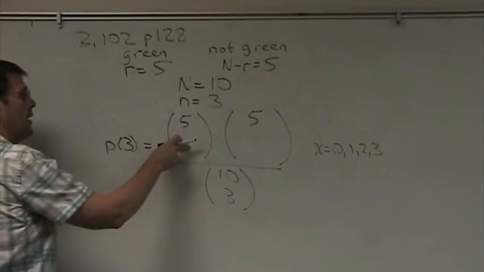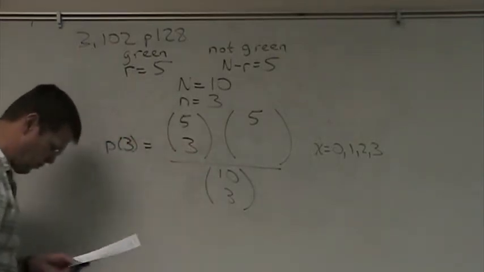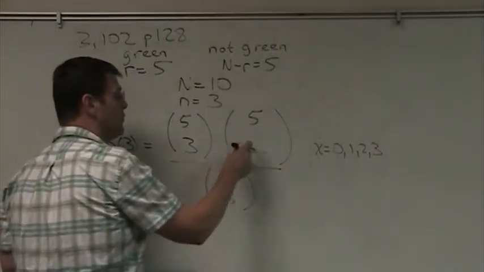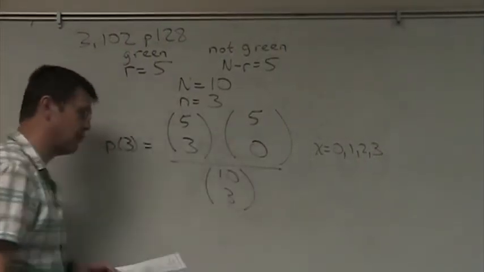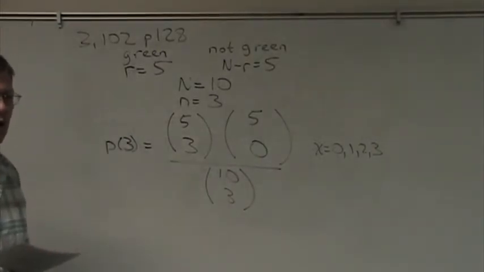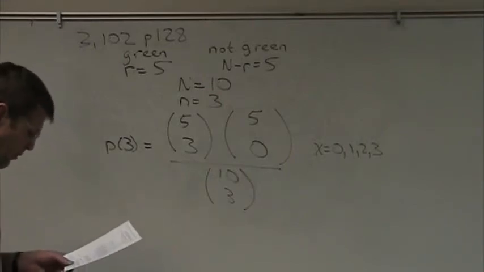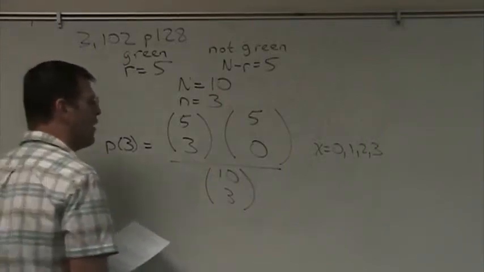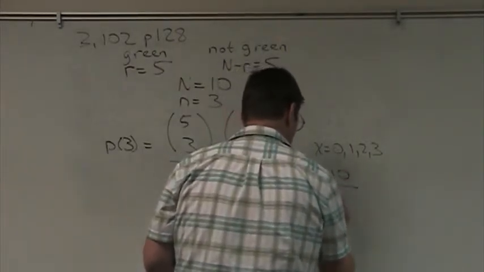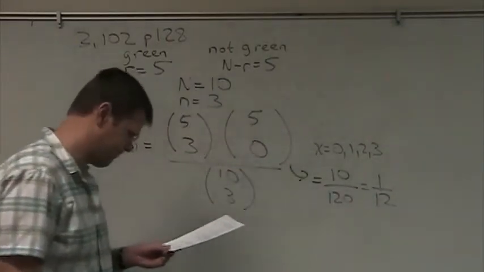We want all 3 marbles to come from the green batch. So we'll put those there. And hence we didn't choose any of the blues or yellows. That'll be a 0 there. You're using those same NCR functions on your calculator, although these numbers are small enough you can do those on your own. If you grind this out, it works out to be 10 over 120, or 1/12.